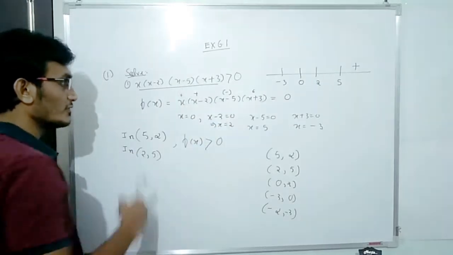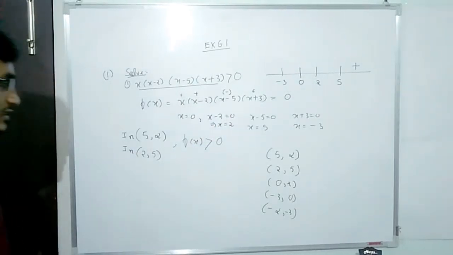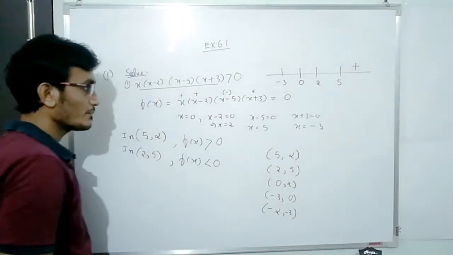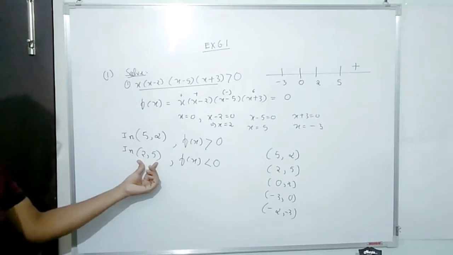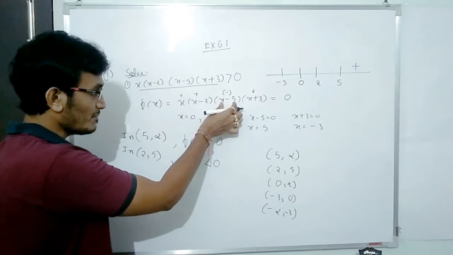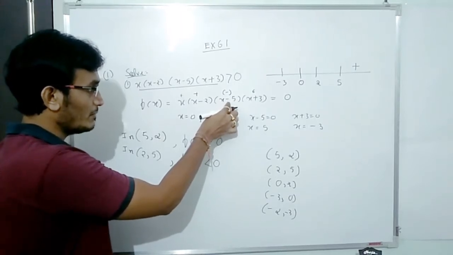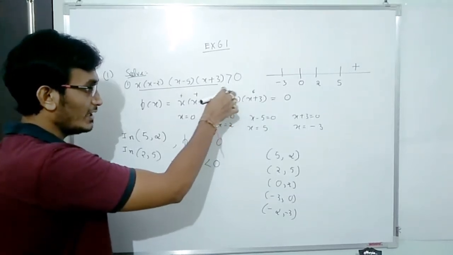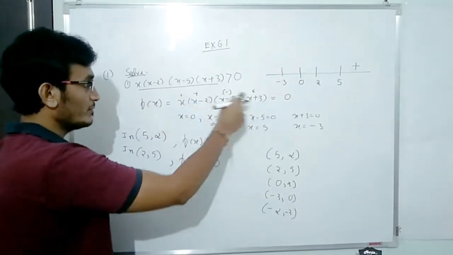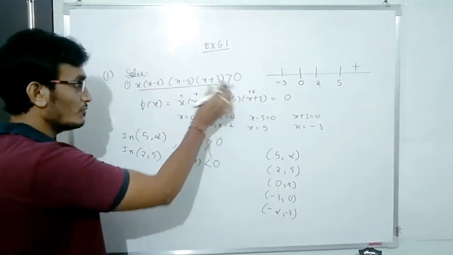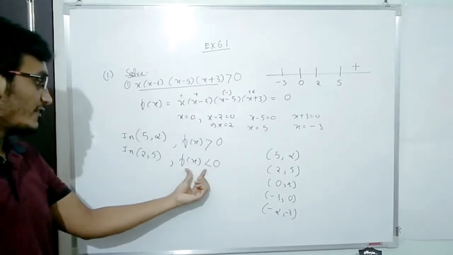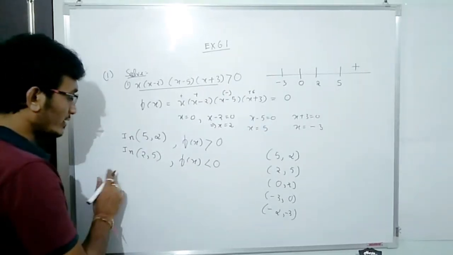So your final answer should be negative. That means in this particular interval, f(x) is less than 0. Clear? You just take any number in between 2 and 5. So we consider 3. While you consider 3, we have seen that this x minus 5 factor becomes 3 minus 5, which is minus 2. We get 1 minus sign, and the other signs are positive. So the final answer should be negative. That means f(x) is less than 0 in this particular interval.